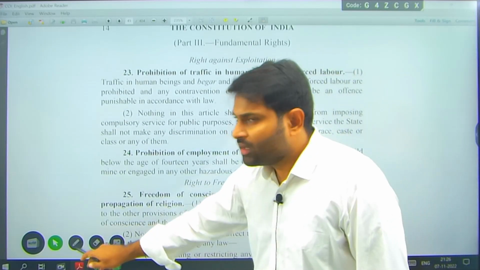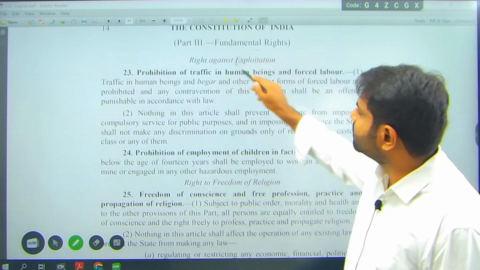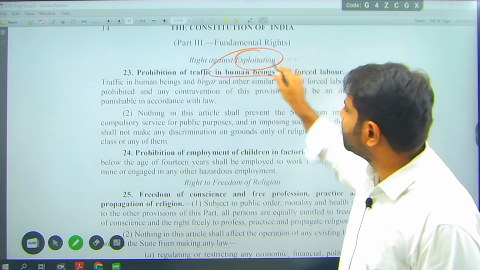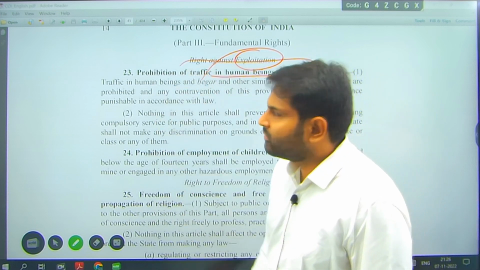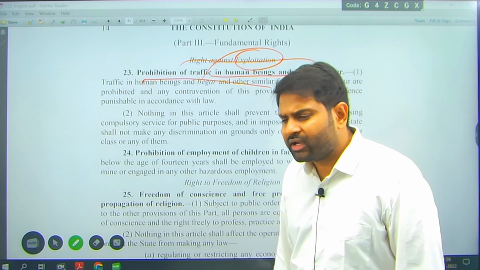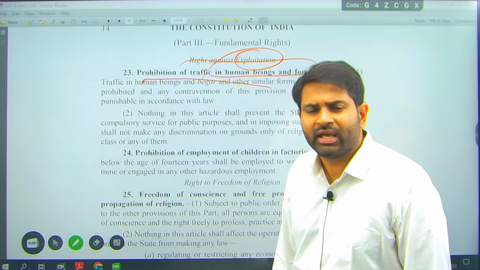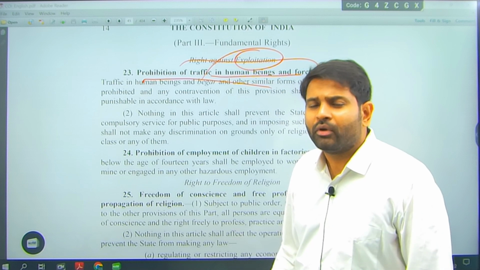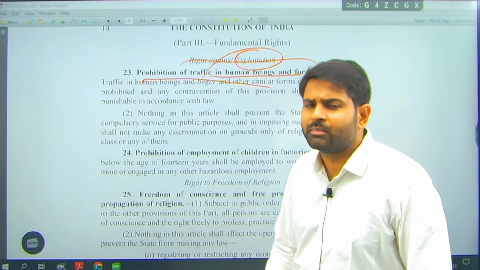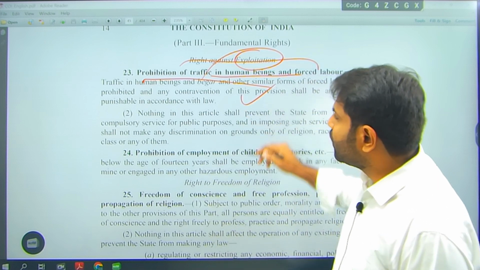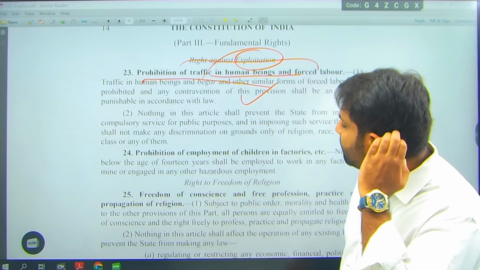Next important is right against exploitation. You have protection against exploitation, prohibition of trafficking of human beings and forced labor. Article 23 is prohibition of trafficking and forced labor. No private employer, no citizen, no other person, no legal person can force you. It is protection from government, protection from private persons, protection from other citizens or aliens. So prohibition of traffic in human beings and forced labor.